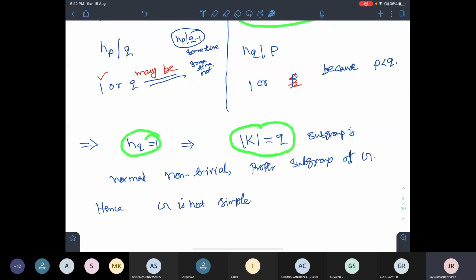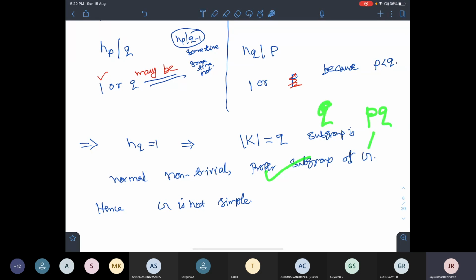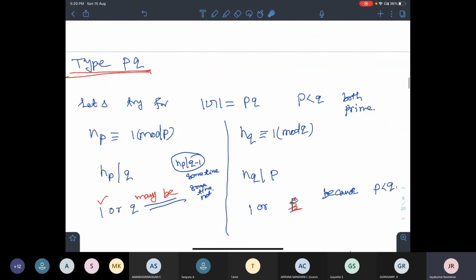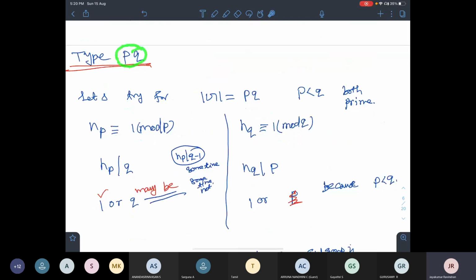The corresponding Sylow Q subgroup is normal, non-trivial because its order is just Q, a prime number, and a proper subgroup because G has order PQ. It's a proper non-trivial normal subgroup, hence G is not simple. So we have established a nice result that groups of type PQ, where P is prime and Q is prime, are not simple. Now examples: you take 15, 21, or 35, like this. So in one stroke, we have established these examples.